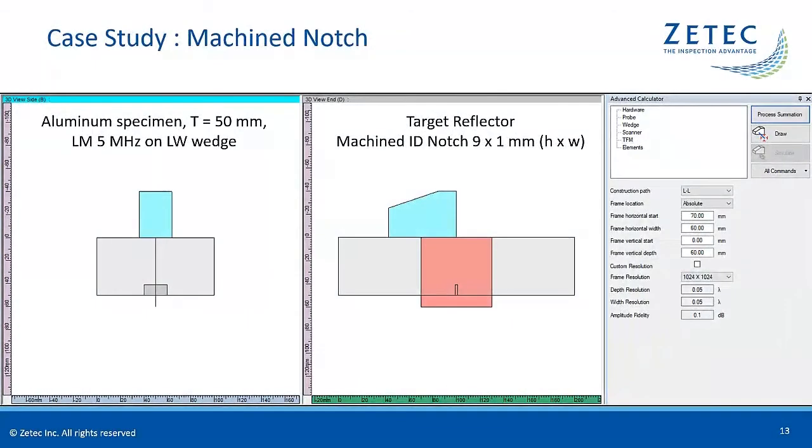Let's now look into some case studies to illustrate the potential of the advanced data reconstruction algorithms that I've just presented. First, let us go back to the raw data from the FMC snapshot we took earlier on the aluminum specimen with the machined notch.